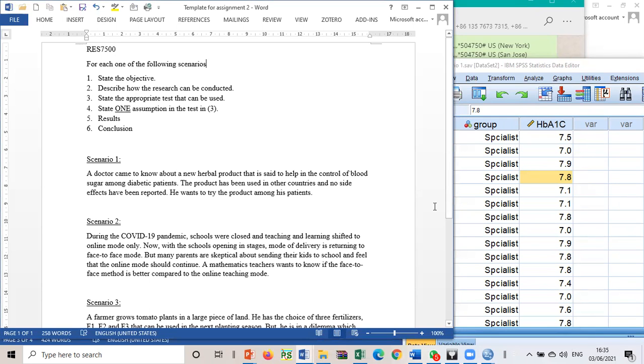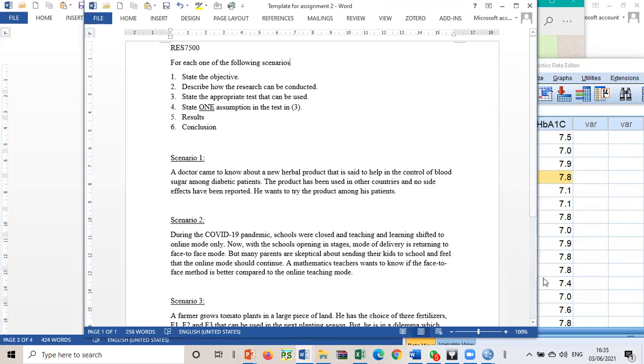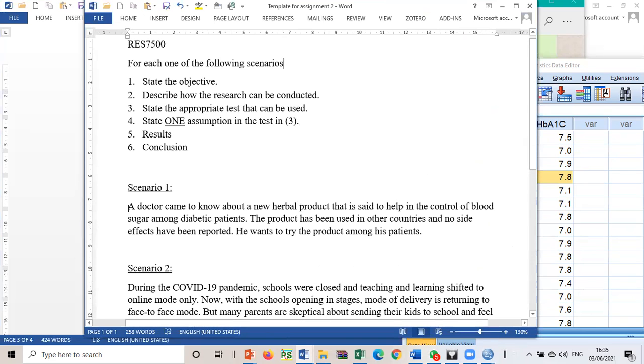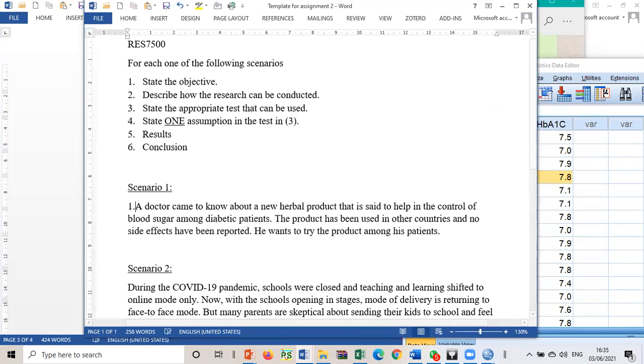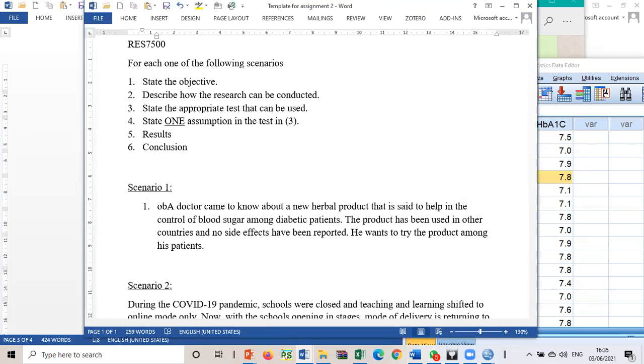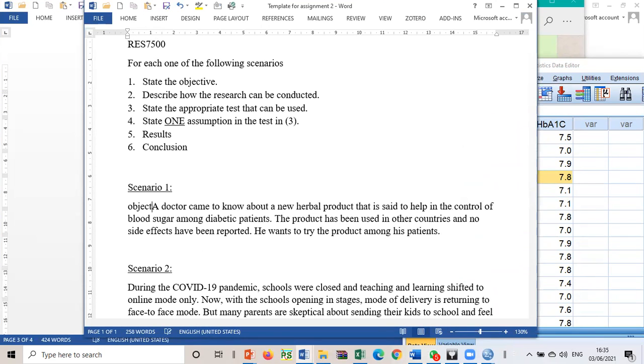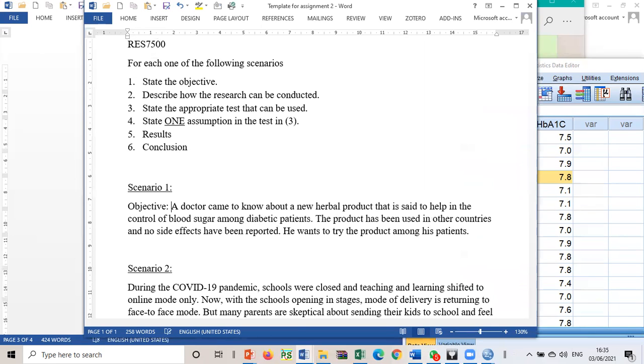Okay, number one, what's the objective for this? Objective is what you want to know. What's the objective? I don't put numbers, just put objective, because we have practiced this earlier. Objective. What do you want to know?